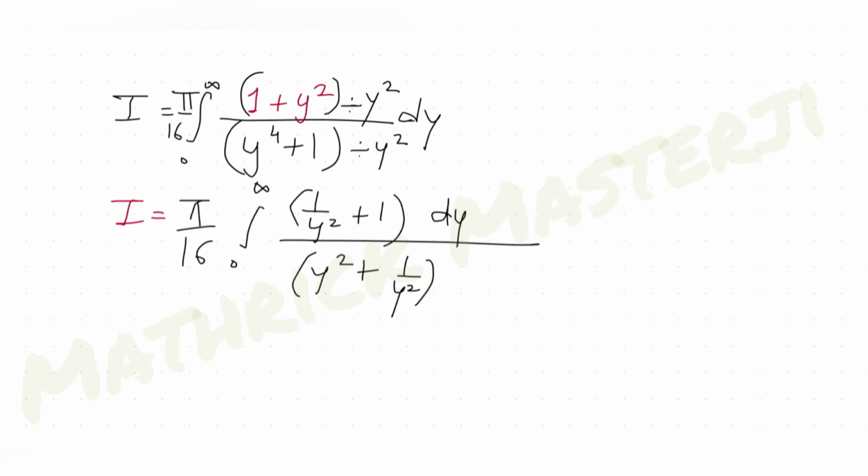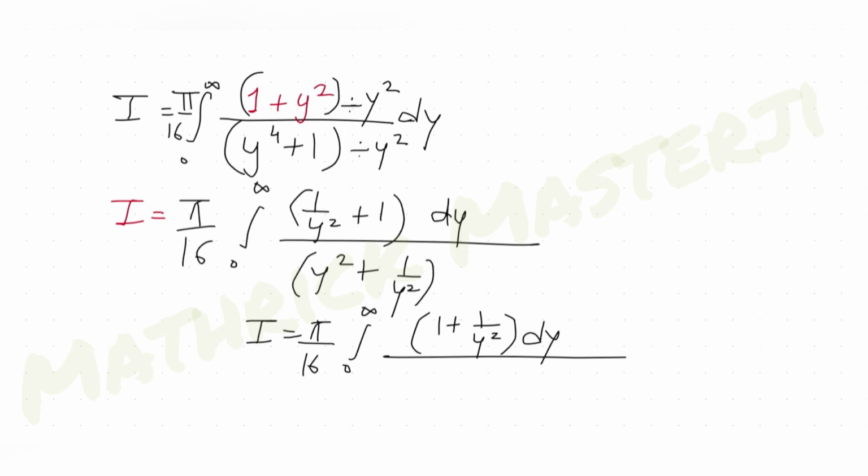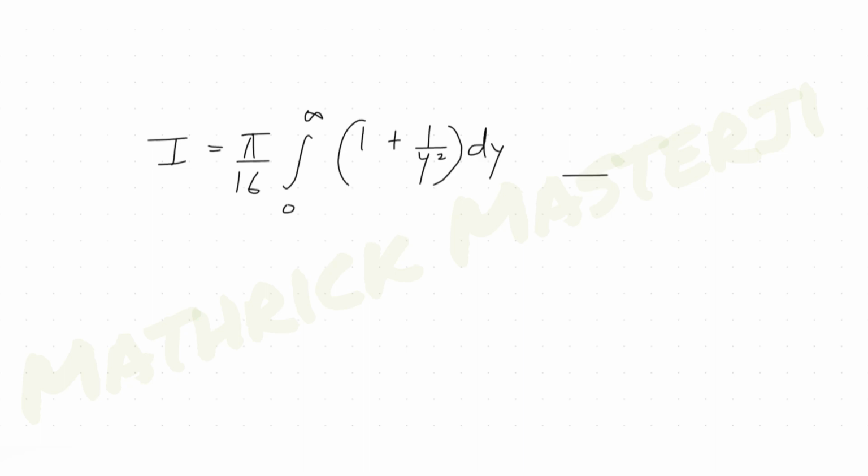Now, once I have this with me, what I can do here is substitute. First of all, if I want to write y square plus 1 divided by y square in terms of a perfect square, I can write this as pi over 16, limits from 0 to infinity, (1 plus 1 over y square) dy divided by this. I can write y square plus 1 over y square as y square plus 1 over y square minus 2 plus 2. So from here, if I further try to solve this, I get I equals pi over 16, limits from 0 to infinity, with the numerator 1 plus 1 divided by y square dy, divided by the previous expression.